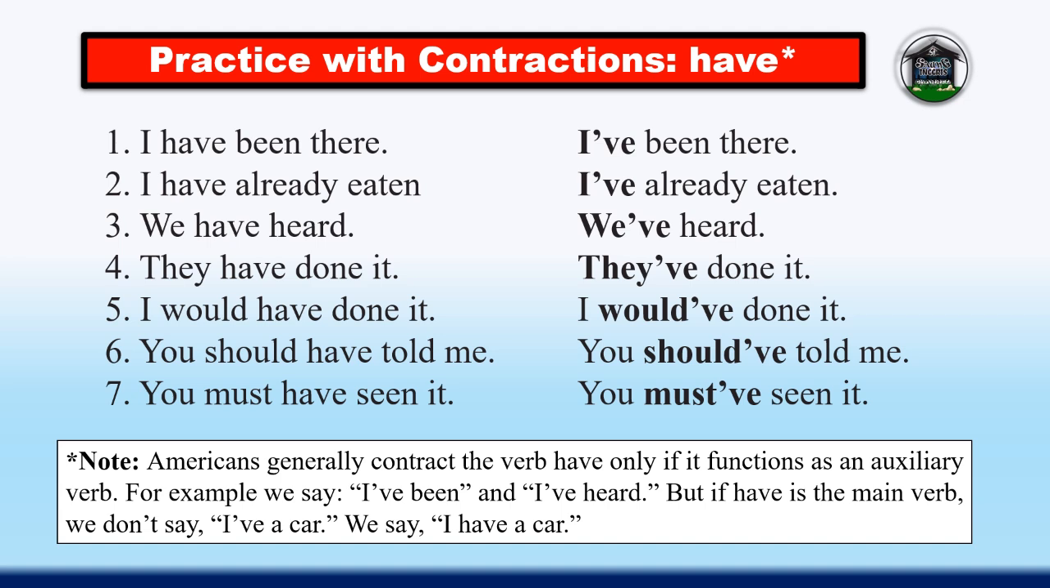Note, Americans generally contract the verb have only if it functions as an auxiliary verb. For example, we say, I've been and I've heard. But if have is the main verb, we don't say, "I've a car." We say, "I have a car."